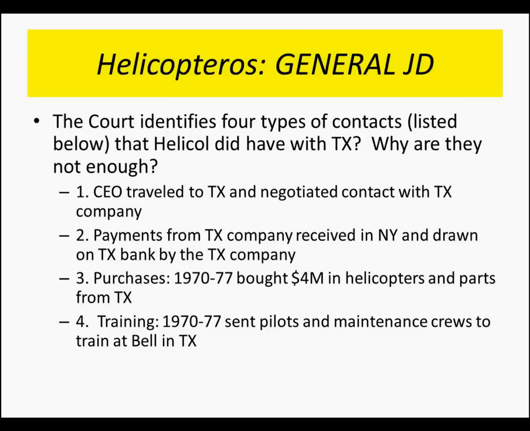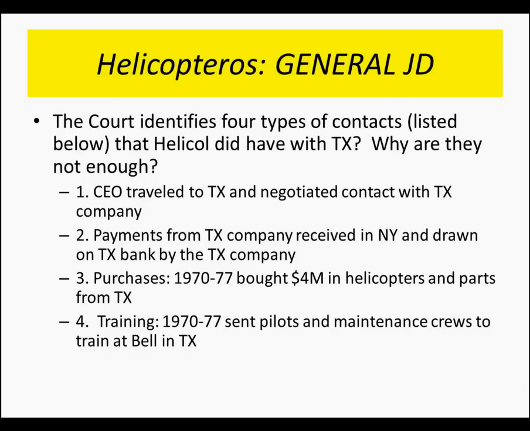The second contact was that there was payments from the Texas companies received in New York and drawn on a Texas bank by the Texas company. And so the argument here is that since Helico is getting paid by checks from Texas companies and getting the money from Texas banks, that somehow that's a contact. Well, the court here says that's not even a contact because it's unilateral activity of another person, specifically the entity that's the drawer of these checks, and that is like World-Wide Volkswagen. Someone else's activity cannot count as contact of yours.